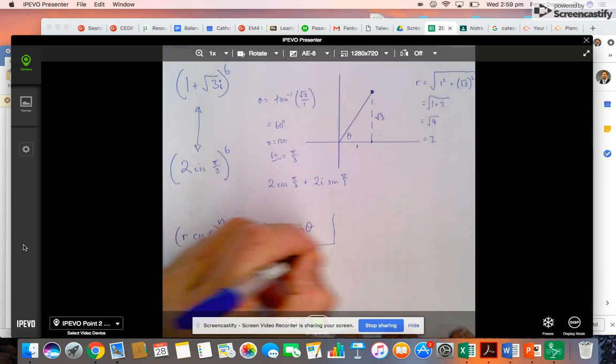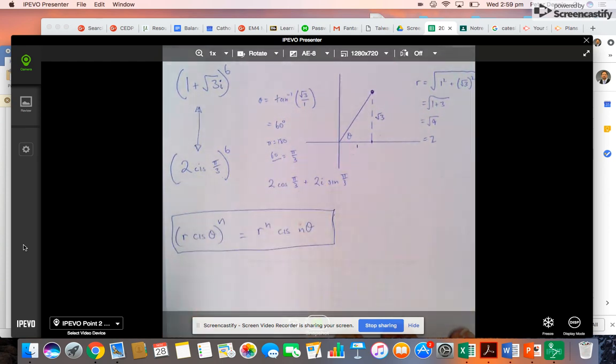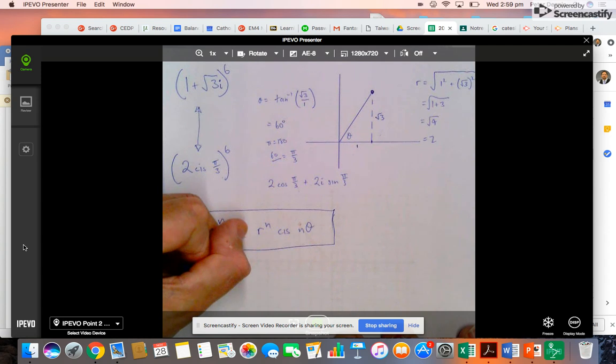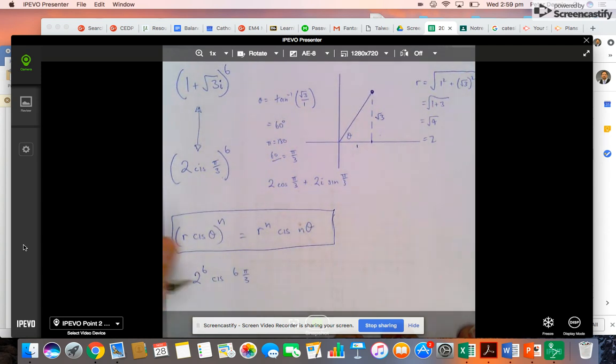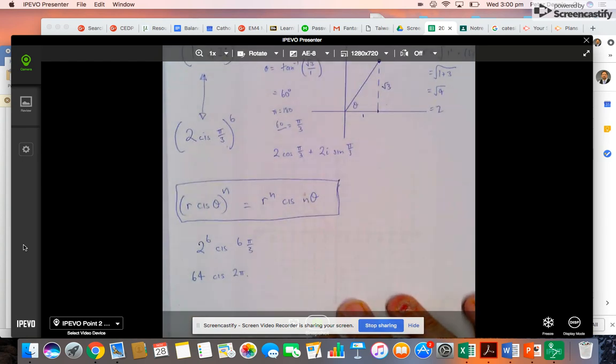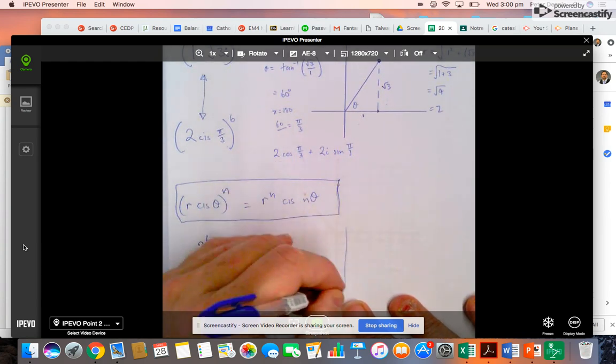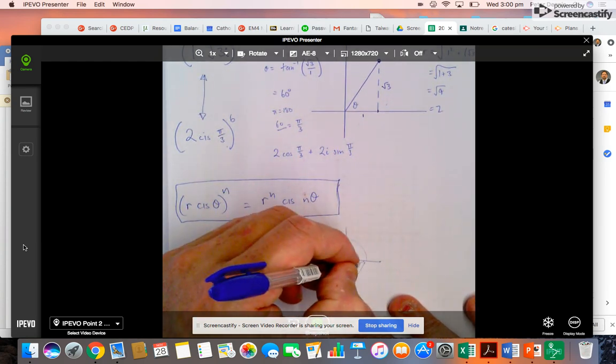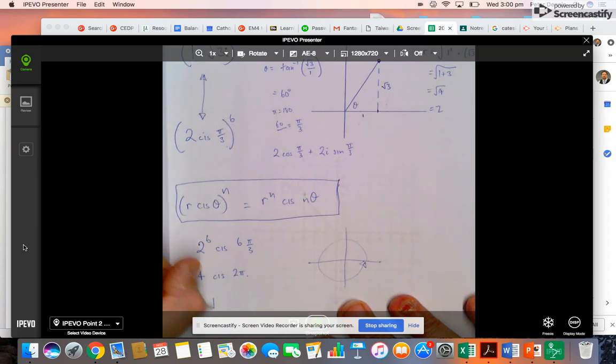So that's De Moivre's theorem, which we will get onto, I'm sure. So this to the power of 6 just becomes 2 to the power of 6 cis 6 times pi over 3. 2 to the power of 6 is 64. Cis 2 pi. So actually that's really, really nice. It falls out really, really easy. If you think about it, where is 2 pi? 2 pi is around here. So this just equals 64.